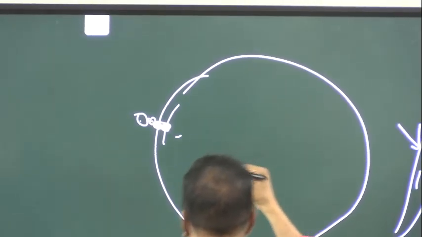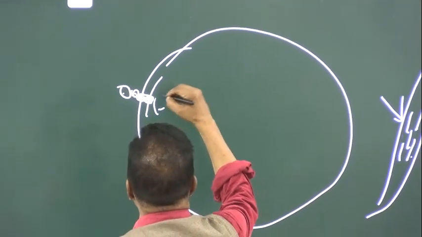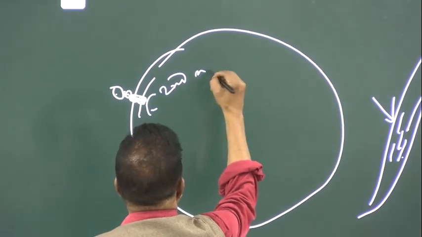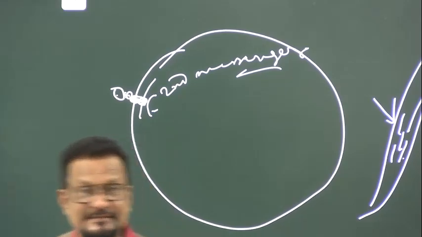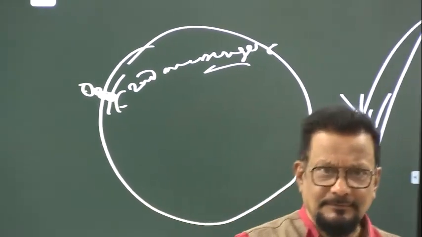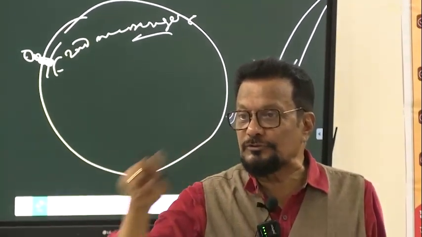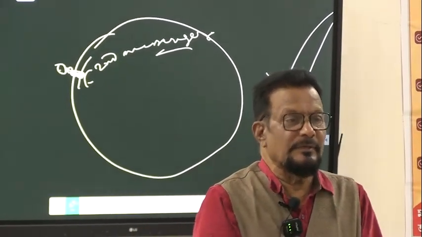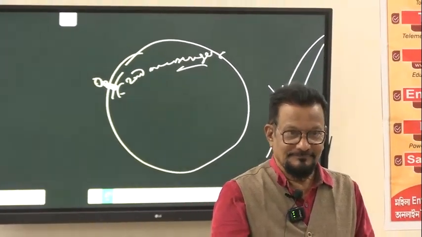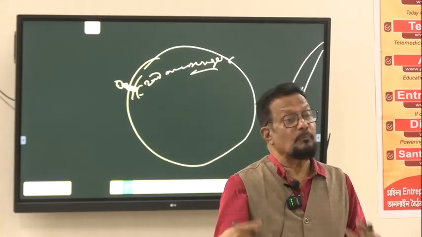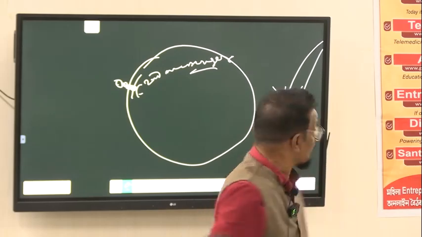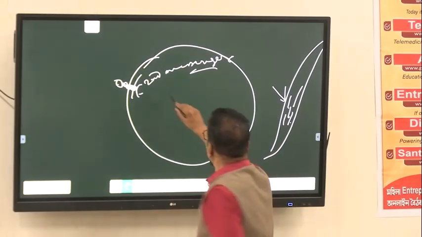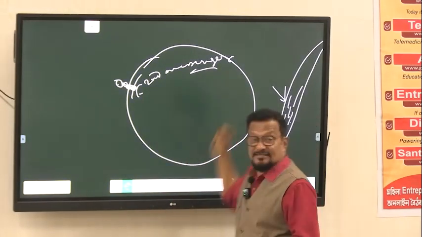Action of this will produce a second messenger, say cyclic AMP for example, and this cyclic AMP will produce a lot of change. Because of this change, there will be increased production of thyroxine, T3, T4. Thyroid hormone biosynthesis will be stimulated. This one is the second messenger.